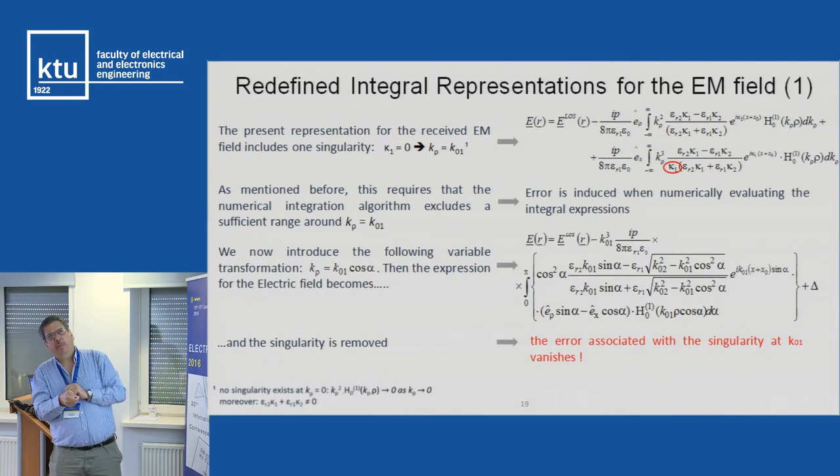For smaller values you have the reflected fields. For larger values you have the surface waves. This is the most important. So our next future research will be for values of k rho larger than k zero.